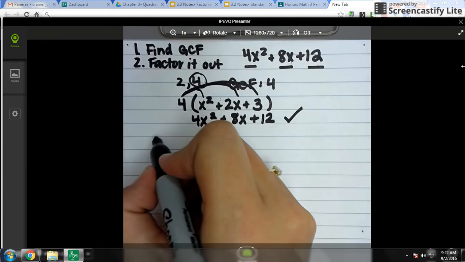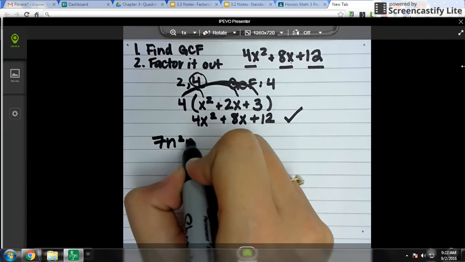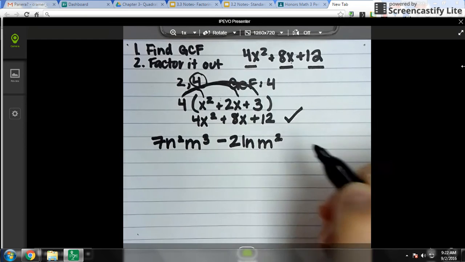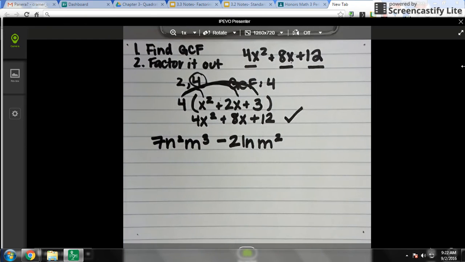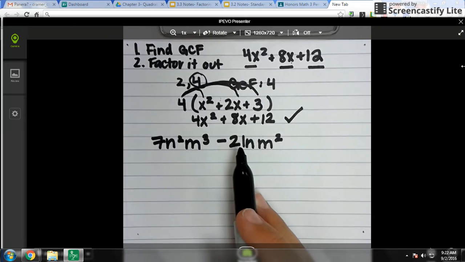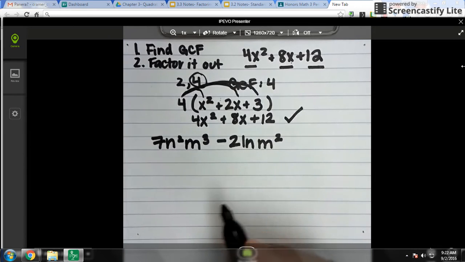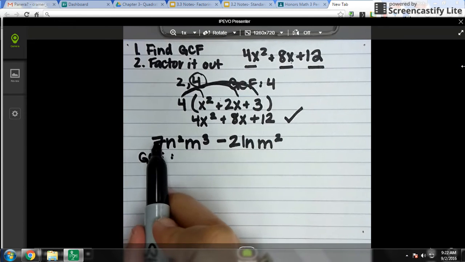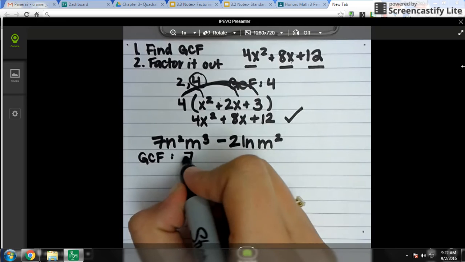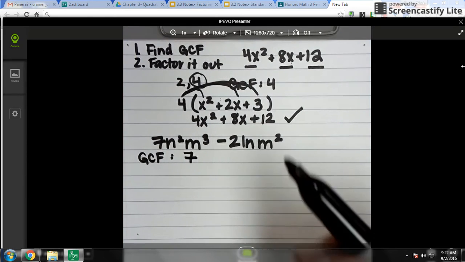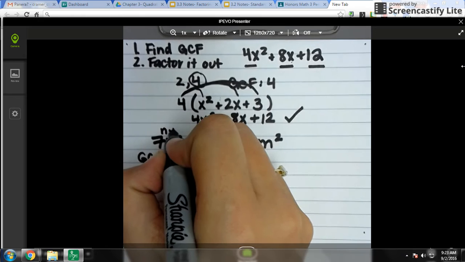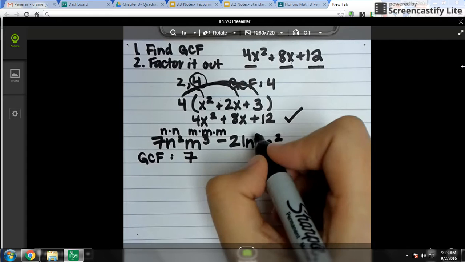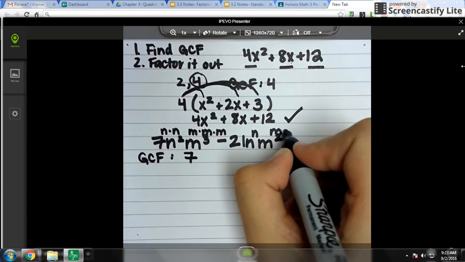And here's an example where we are going to have a variable in common as well. So here we have 7n squared m cubed minus 21nm squared. So our first step is to find the GCF. The numerical GCF that they have in common is 7. And then they also have some variables in common. This has n squared, which would be n times n, and m cubed, which would be m times m times m. This one has just one n, and then m times m.